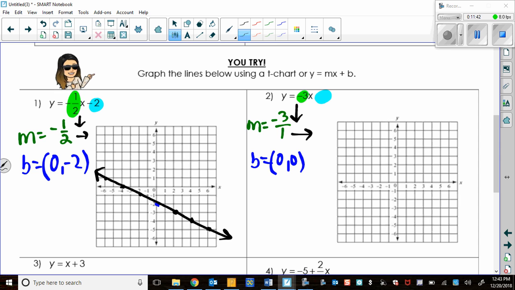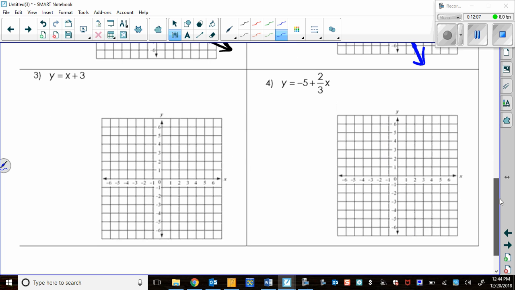So I'll start from my origin and go ahead and plot my points. Okay, so those are my points. I started from my origin, and now I'm going to connect my line. Okay, so the big thing you want to do is make sure you find your slope and your y-intercept and know the direction that your slope is going to go. Okay, pause this video and try number 3.